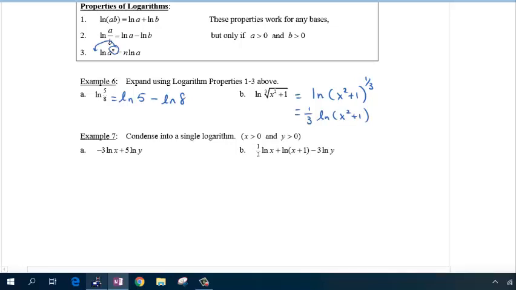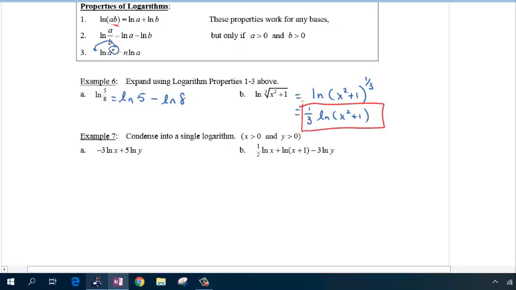Now don't be tempted to do the following. Distribute the ln to give you ln x squared plus ln 1. No such thing as a distribution of a function. Okay? And once again, this is not multiplication of two things. So you cannot separate it into the ln of two things. Don't do that. This is it. We're done.